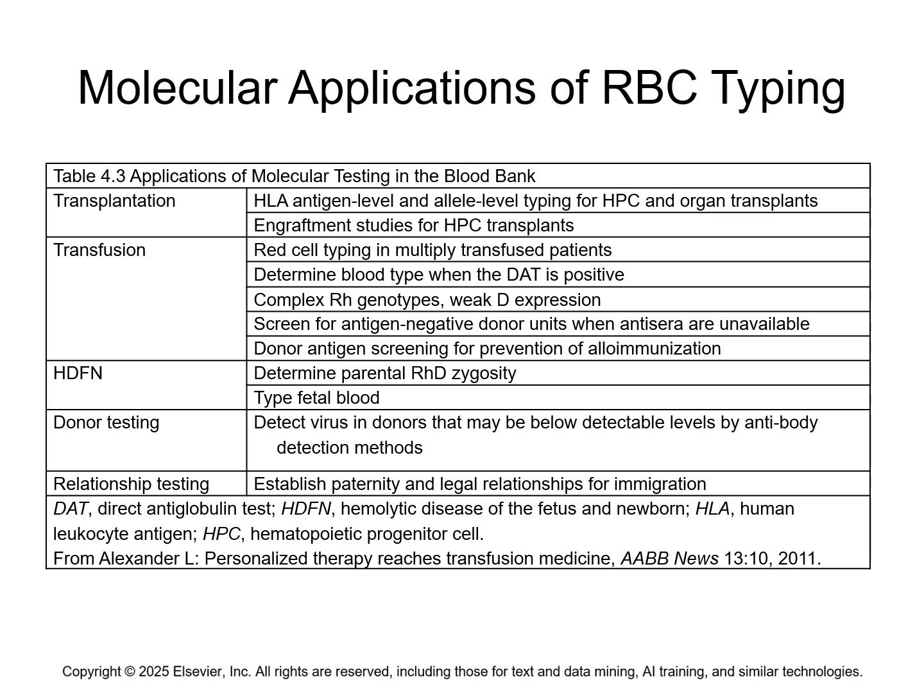For our donor testing, a very important application for molecular testing is looking for viruses in donors that may be below detectable levels by antibody detection methods, which are our older technologies. So we want to make sure that our donor units of blood don't have things like hepatitis C or hepatitis B or Zika virus. We can also use molecular typing for relationship testing, although that's not the primary focus in the blood bank. And that concludes chapter 4 on genetics in the blood bank.